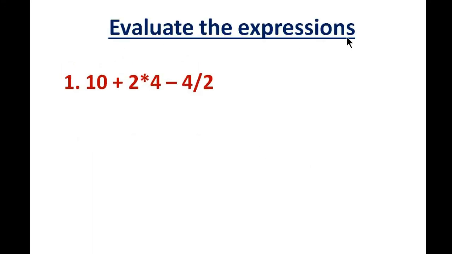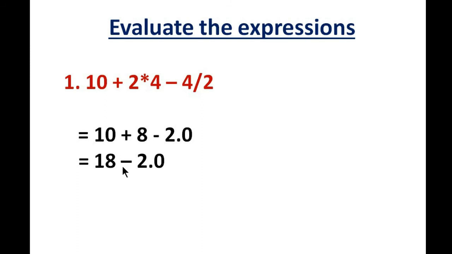Next is evaluate the expressions. You have to evaluate based on the precedence of operators. First question, 10 plus 2 into 4 minus 4 by 2. Here the highest priority is for multiplication and division. So 2 into 4, 8. 4 divided by 2, 2.0. Next, 10 plus 8, 18. 18 minus 2.0, you will get 16.0. If an integer and a floating point value are there in the expression, it will evaluate into float. Implicit type conversion. That is why 16.0.